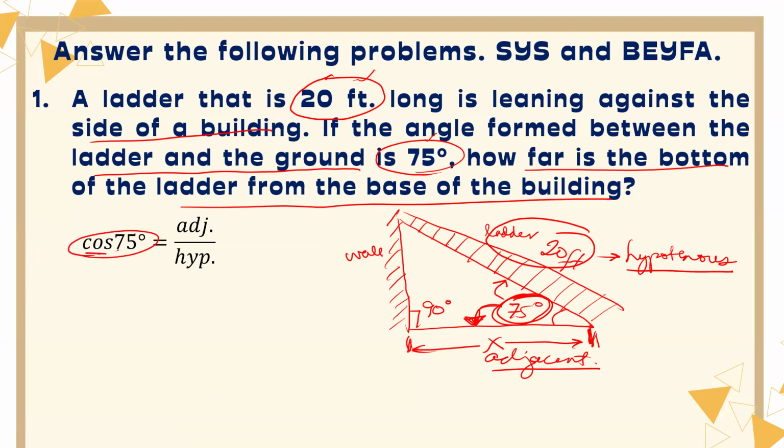So cosine 75 is adjacent over hypotenuse. We will be looking for the adjacent side and we know the length of the hypotenuse, okay?